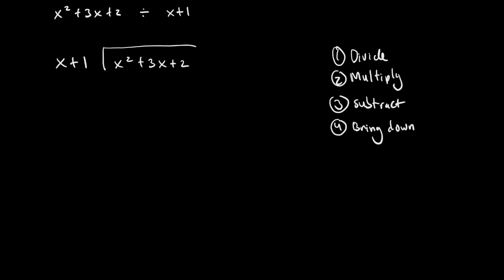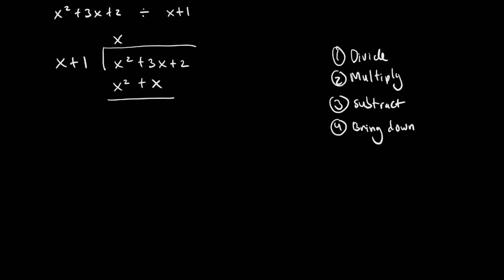So the first step is to divide. We'll have a look at the very first term of the dividend, which is x squared, and the very first term of the divisor. So it'd be x squared divided by x. So that would give us x, right? And then we would go ahead and follow the second step, which is to multiply. So x multiplied by x here would be x squared. Then it would be x multiplied by the 1. So that comes from the plus 1. That will give us x.